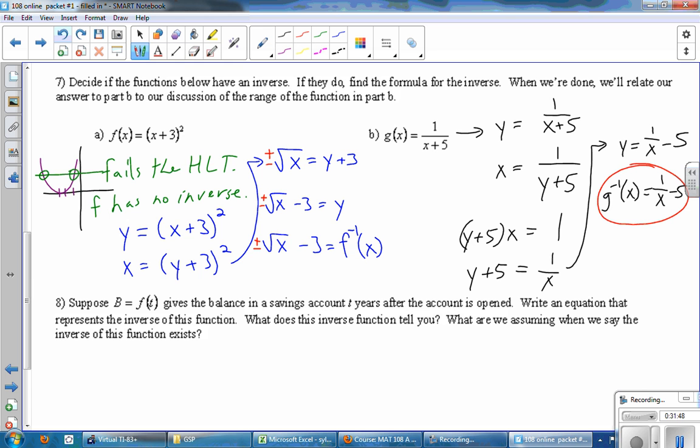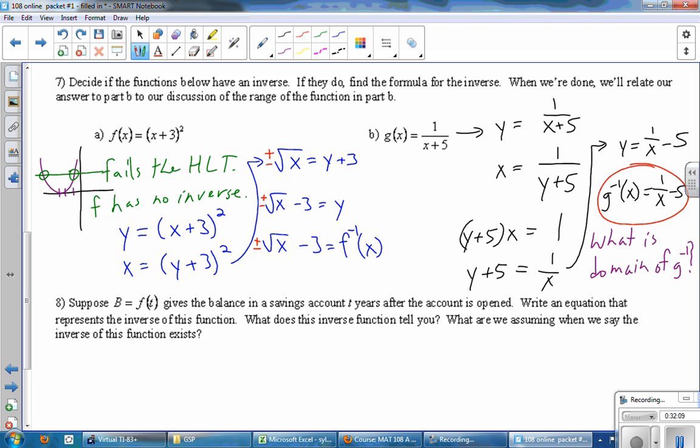Okay, and then I mentioned up here in the directions, it says we're going to look at part B, and we're going to think about the range of part B. So here's a question I'm going to throw in here. What is the domain of G inverse?